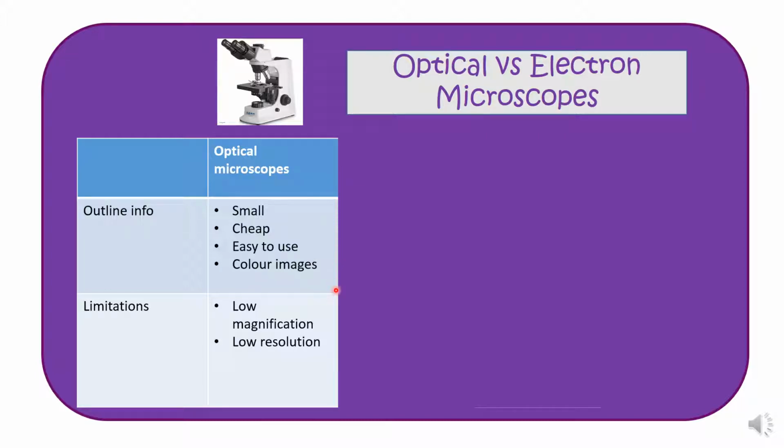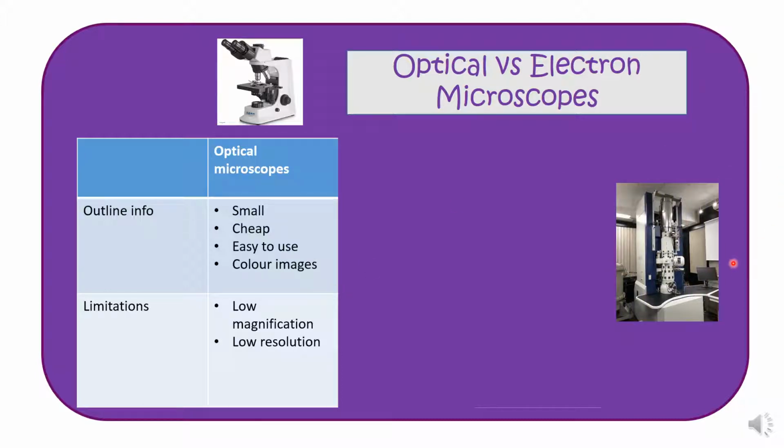The limitations of optical microscopes are that the magnification and the resolution are both relatively low. So you can't magnify very, very small things like prokaryotes and viruses. And low resolution means that the focus isn't very good. So the ability to distinguish between 2 points is low. So it means that 2 points might look like the same point and be quite blurry.